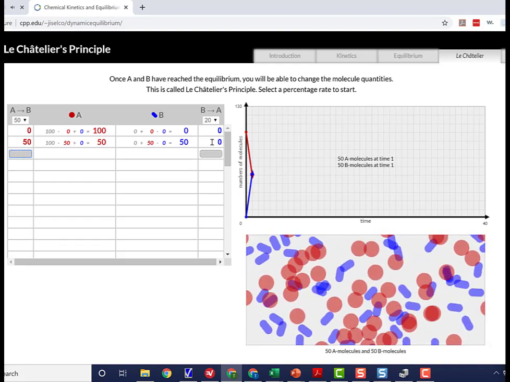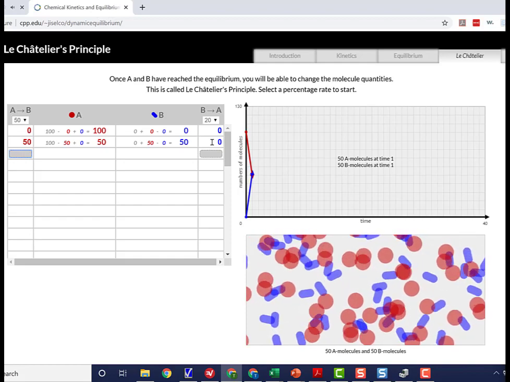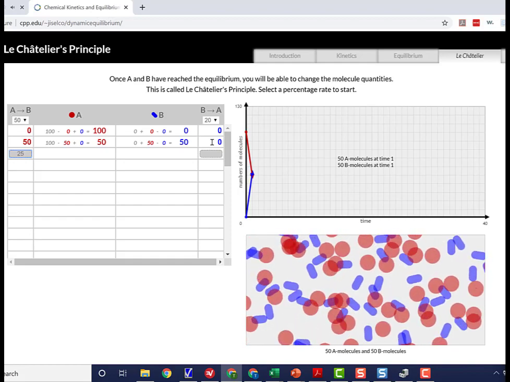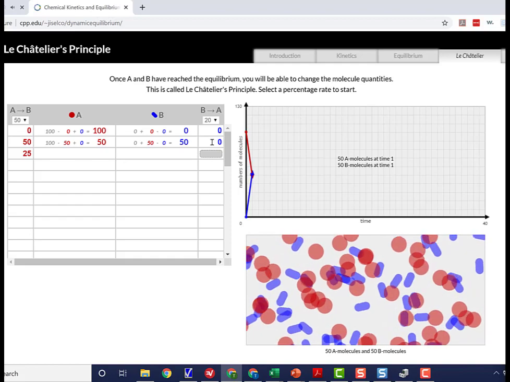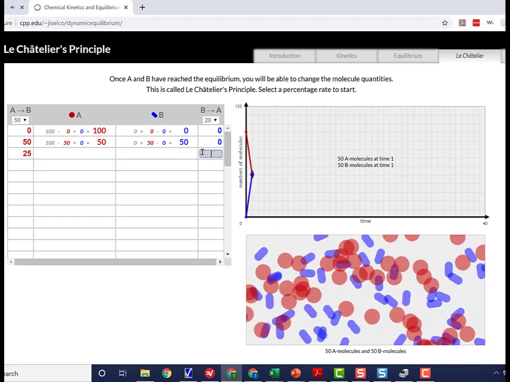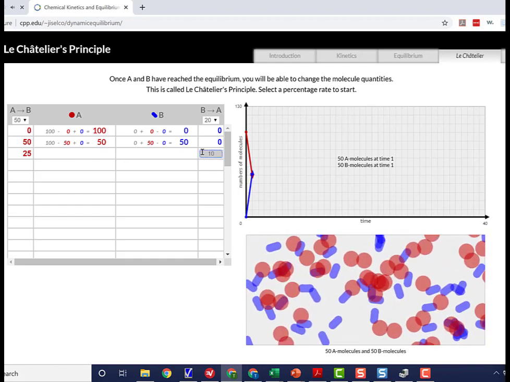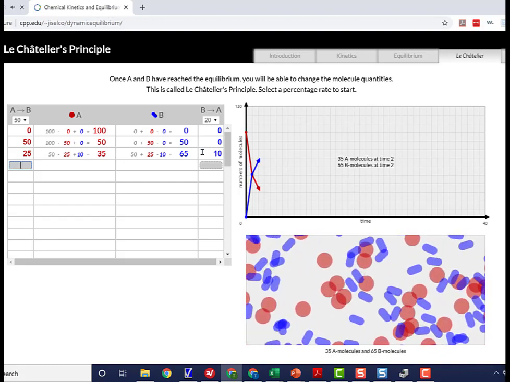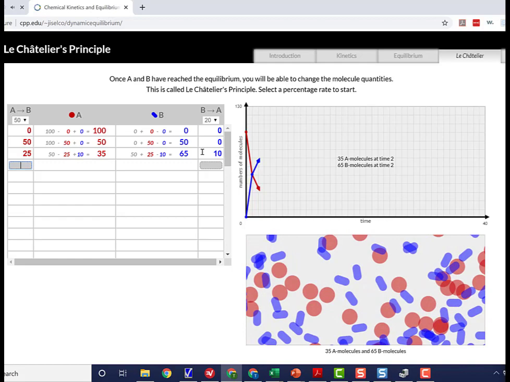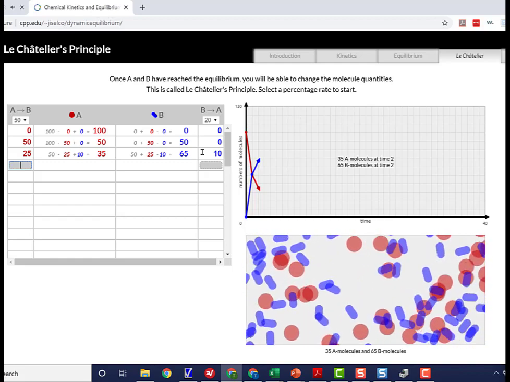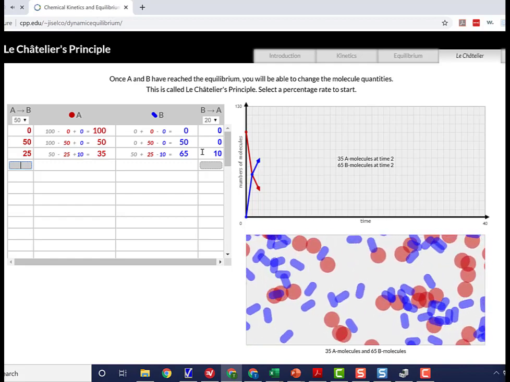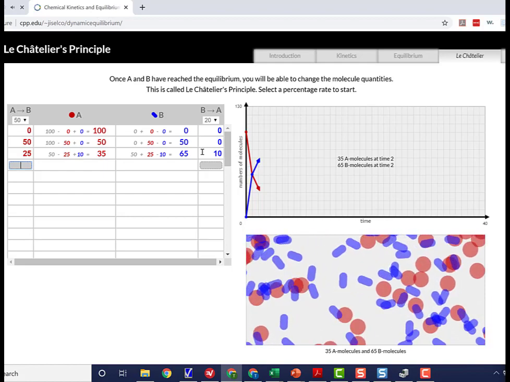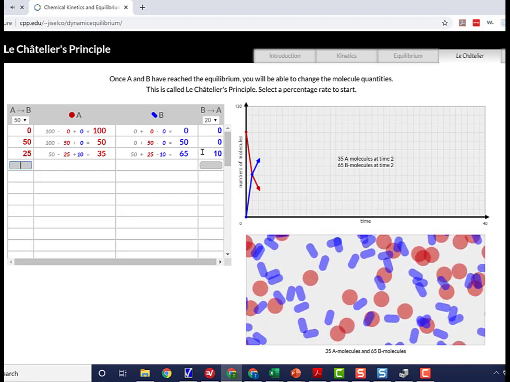Right? Now 50% of those are going to change, so that'll be 25. And 20% of those are going to change, so that's going to be 10. You'll notice the slopes of the lines over here both changed, because the forward reaction is slowing down and the reverse reaction is speeding up.